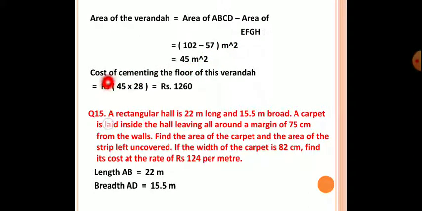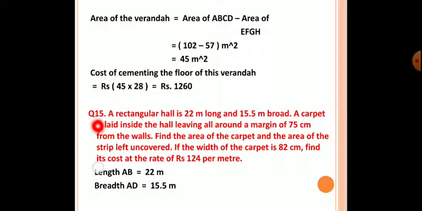So what is the cost of flooring now? So the cost of cementing the floor of this veranda is rupees 45 into 28, that is the area into the cost, which is equal to rupees 1260.